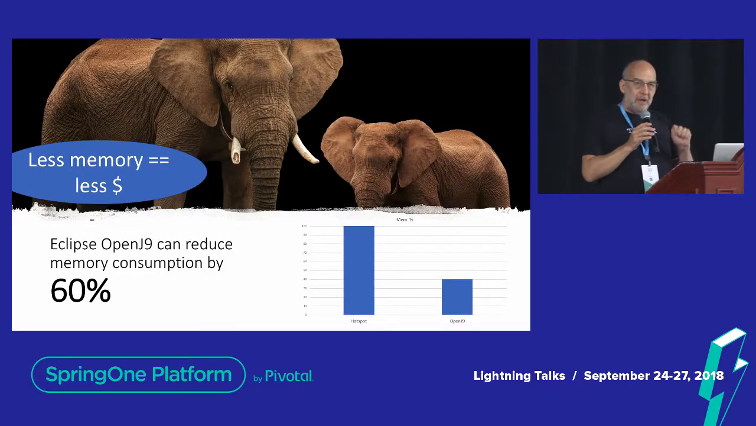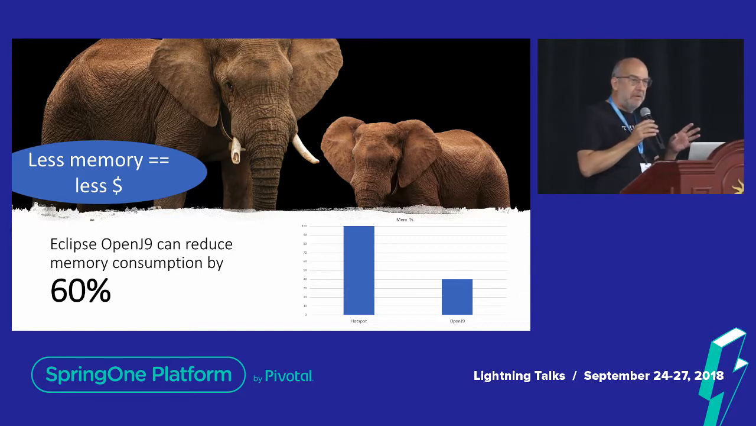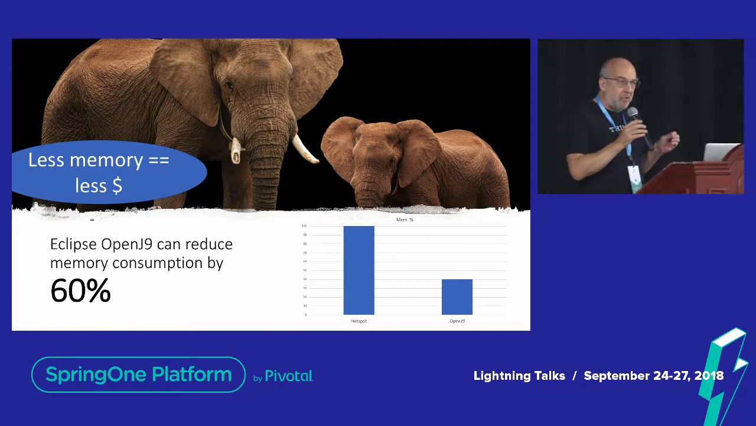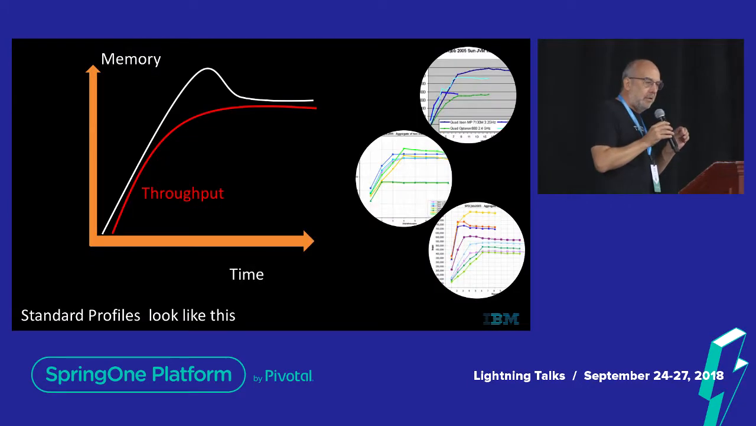Switch, and on the memory side, same thing. Switch your VM to use OpenJ9, available from Adopt. You can get 60% reduction in memory. Think what that means if you're deploying to the cloud.